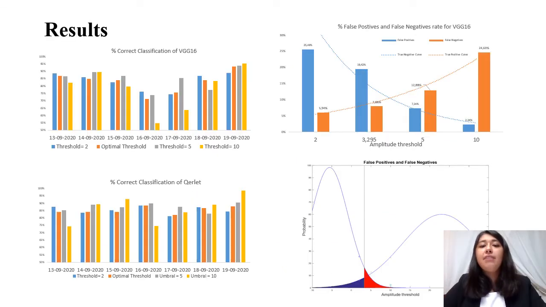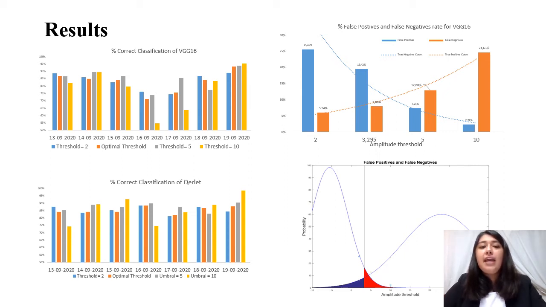The methodology is as follows. To evaluate the performance of our system, a blind set was taken from the continuous seismic signal from September 13 to September 19, 2020. From this blind set, the correct classification rate, false positive rate, and false negative rate were calculated. Three amplitude threshold values were applied: 2 micrometers per second, 5 micrometers per second, and 10 micrometers per second. The results for these values are presented in this figure.